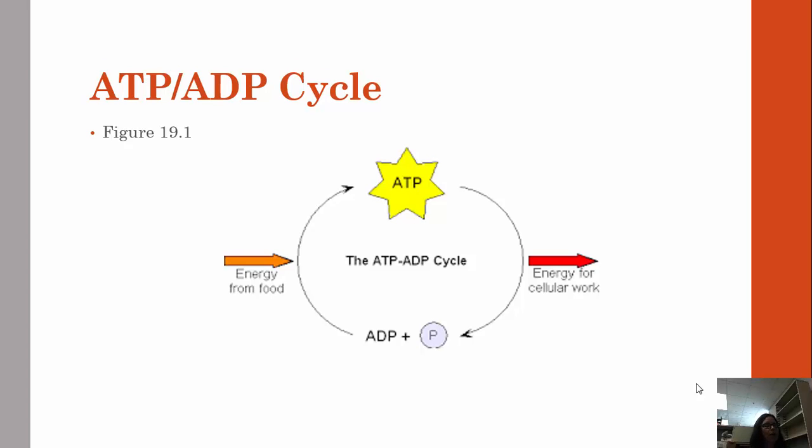Okay, so this is the cycle in about as simple a way as it comes. We have ATP here, and remember, this has the stored energy in its phosphate bonds. Then when we need the energy, we are able to break that bond and use it for cellular work. And then we have lost the energy in this bond. So now we have adenosine diphosphate and one inorganic phosphate. Then we get the energy from food, and we are able to rebind these two compounds. And then again, we have this stored energy in the form of ATP.